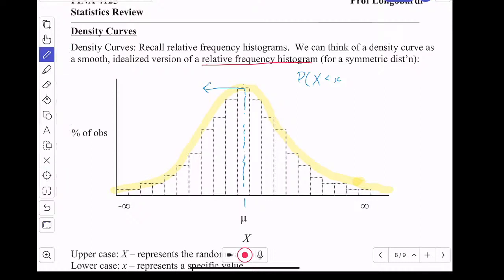And we write the area under the curve. So when I see X, this represents the random variable of interest, and little x represents the value that I'm looking at. So let's say I'm interested in the percentage of observations that are less than the mean. I'll just leave it with a symbol for now. So what would that be?